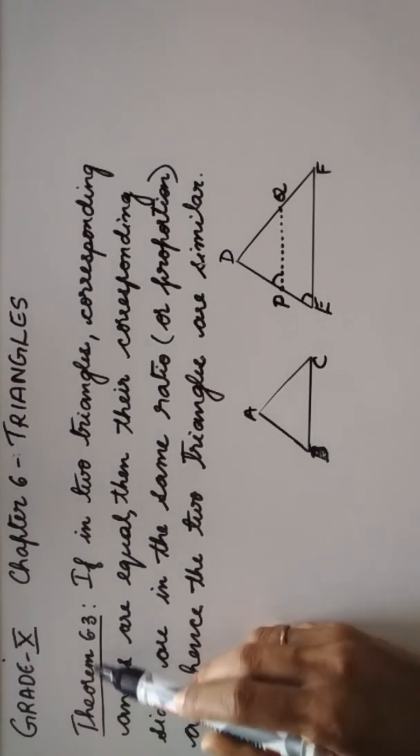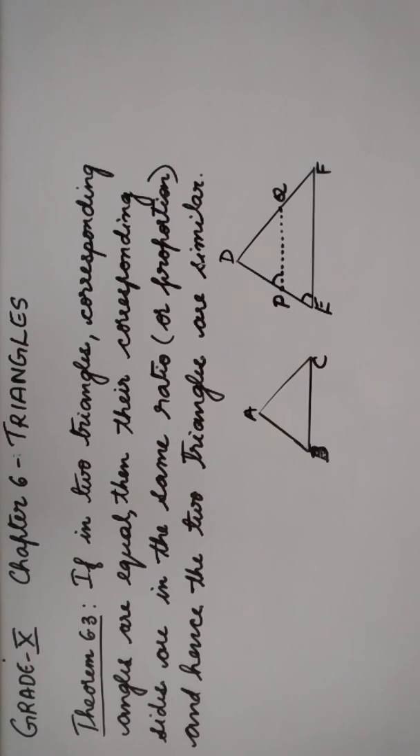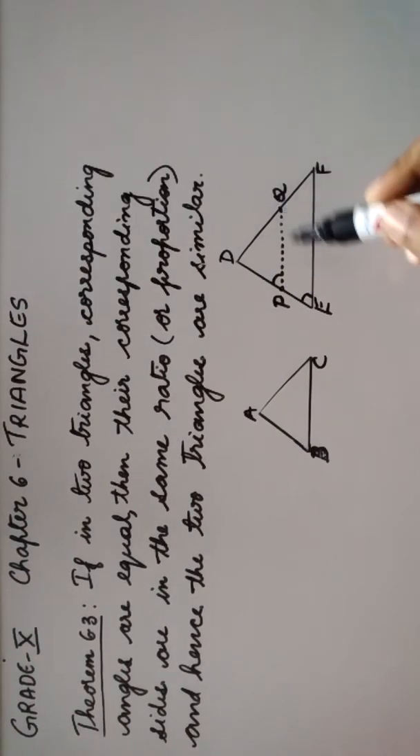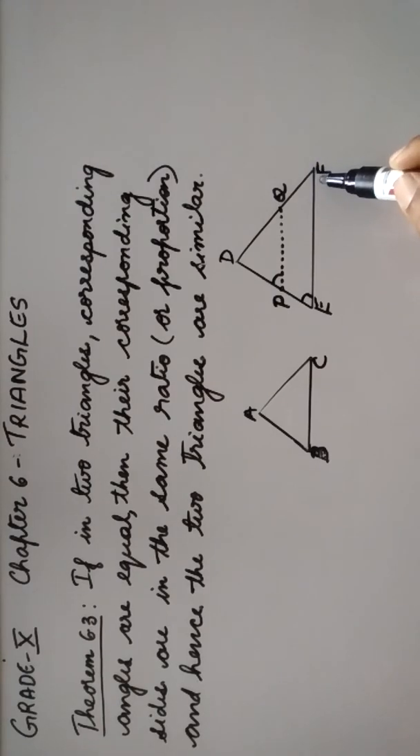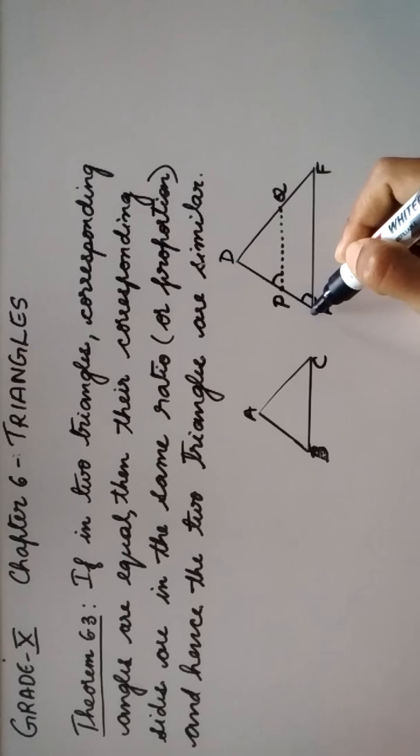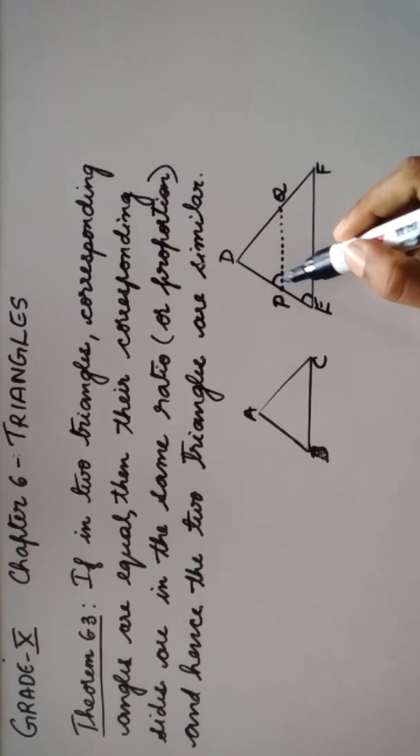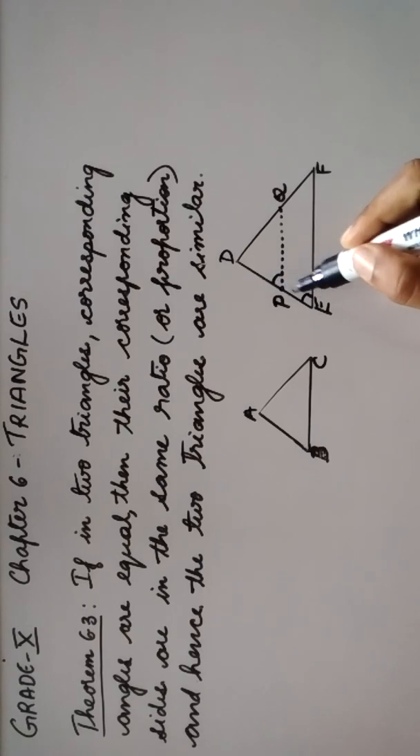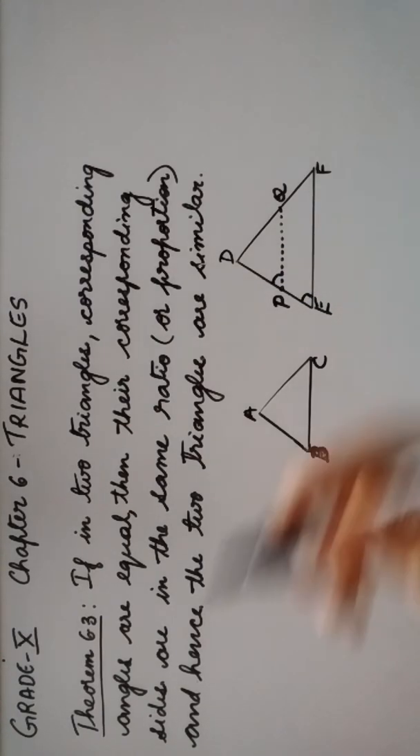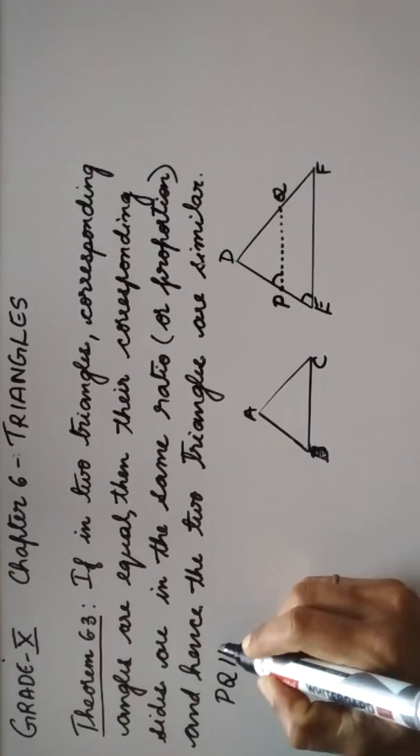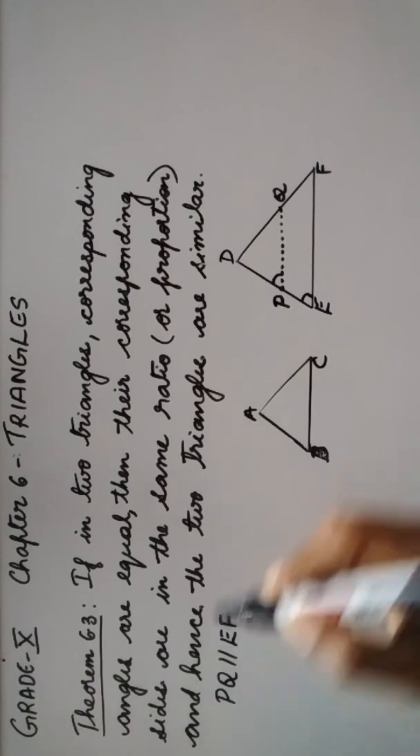Continuation of theorem 6.3. Here, the lines PQ and EF are with transversal DE. So, here angle P and angle E are the corresponding angles and they are equal. Hence, PQ is parallel to EF.